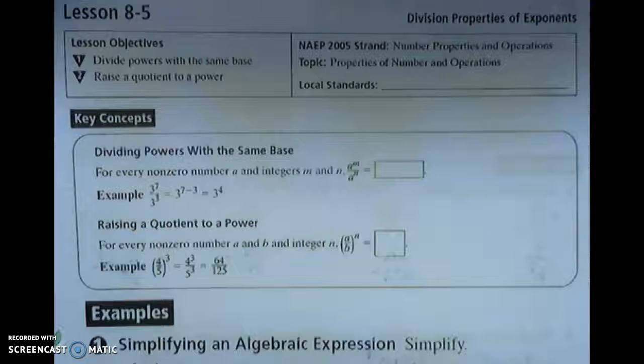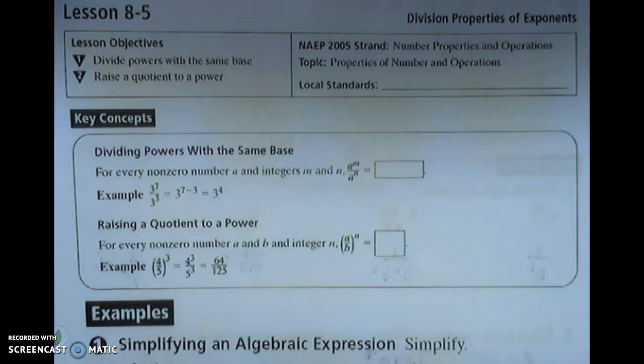Hi class, we're looking at lesson 8.5, division properties of exponents. Our objectives are going to be to divide powers with the same base and then raise a quotient to a power.